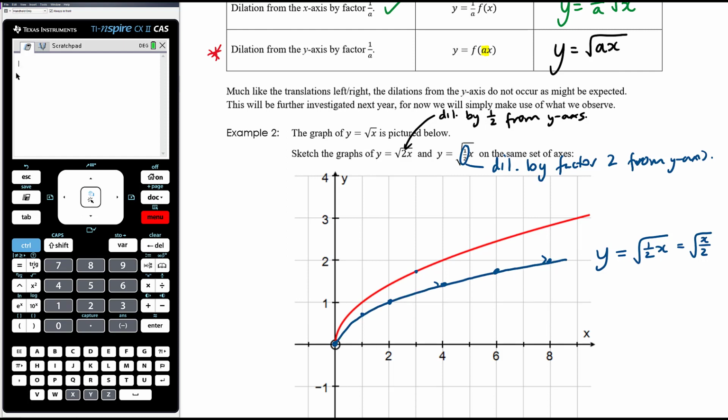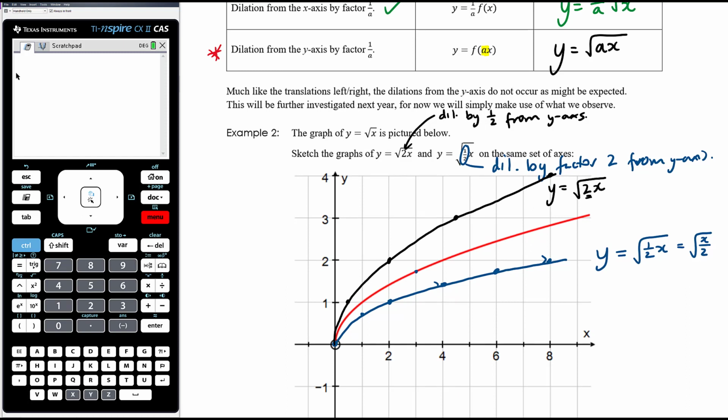Okay. If we have a look at the dilation by half from the y-axis, we're halving all our x coordinates. Okay, so we're going to come in here to half 1. This point at 4, 2 is now going to be at 2, 2. This point at 9, 3 is now going to be at 4.5, 3. Okay, the next major point would be 16, 4. That's going to come into 8, 4. So we're going to go through that point. And so this one would be the graph of y equals square root of 2x.